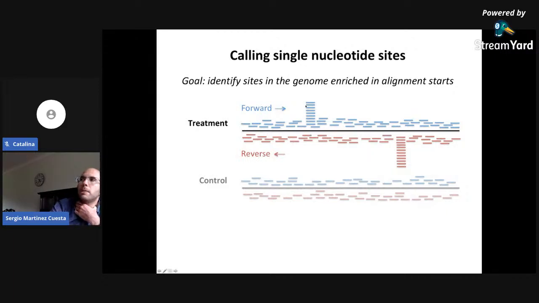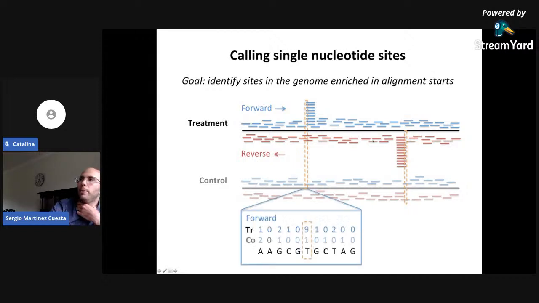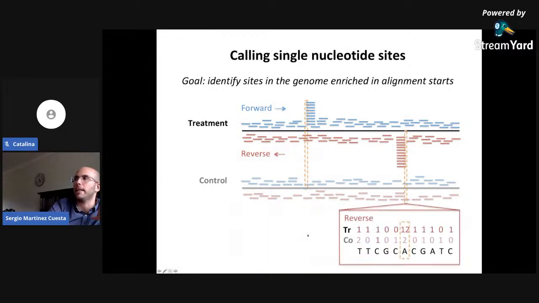So you have these pile-ups, okay? For example, here, these are pile-ups of read ones. And then you are interested in looking at these differences of start of alignment. So you have 9 alignments here in the treatment, and then 1 alignment starting in the control. So you're interested in looking at this difference and seeing whether it is statistically significant, and therefore to be able to call it an abasic site. Okay, and similarly for the reverse strand.